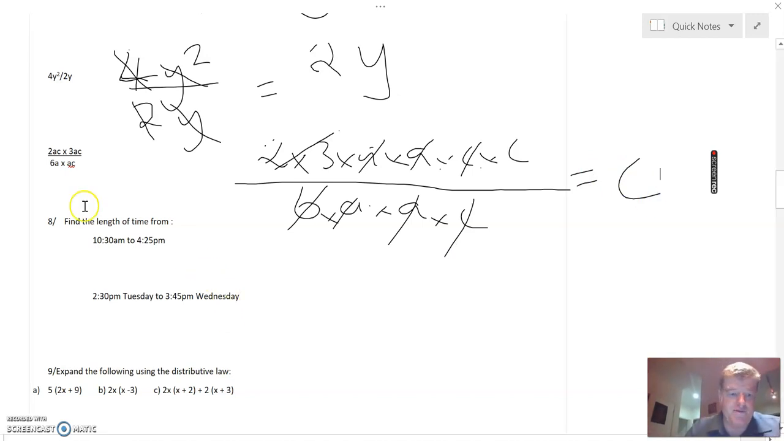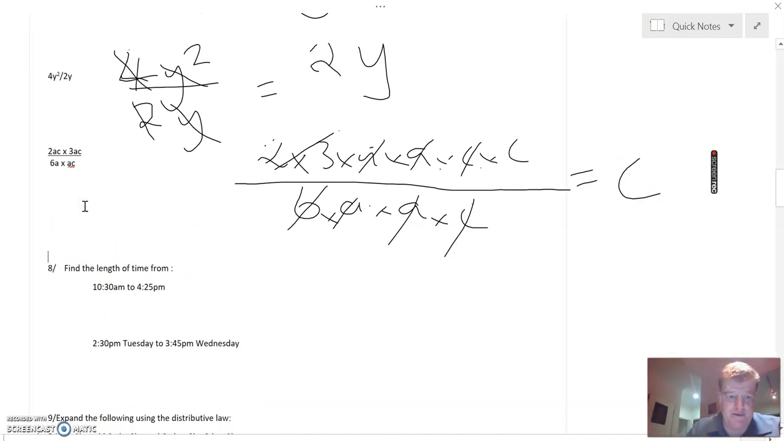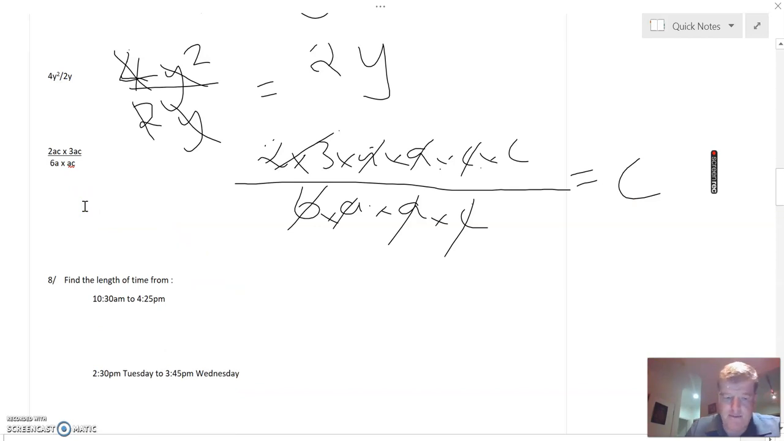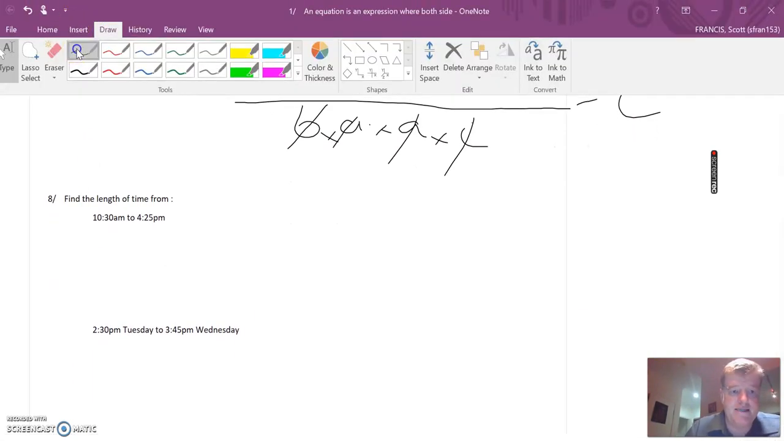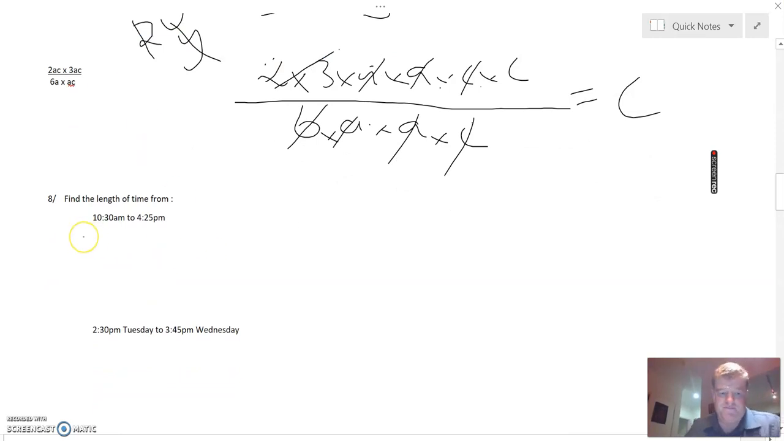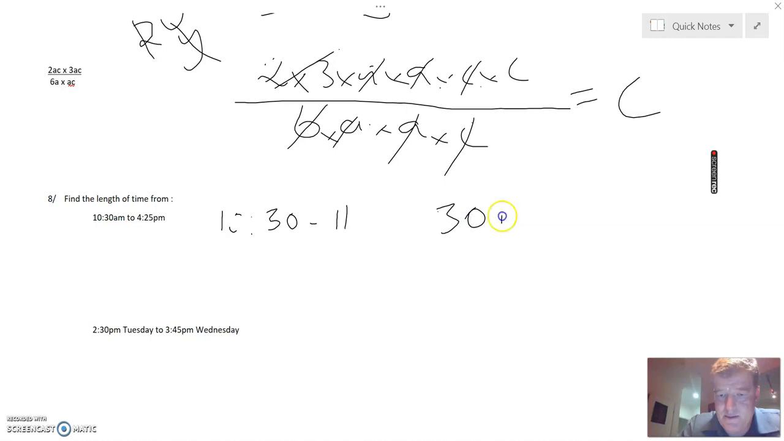Now we've got some questions where we're going to find the length of time between different times. And I want to just go through my thinking into how I do this, because I don't think we've been setting this out and going through it quite as clearly as we should. So if we start at 10:30 a.m., the first thing I want to do is find out the time from 10:30 till 11. And there's going to be 30 minutes.